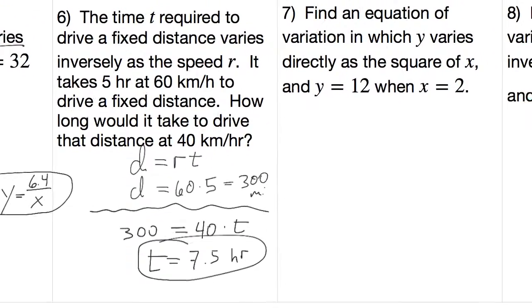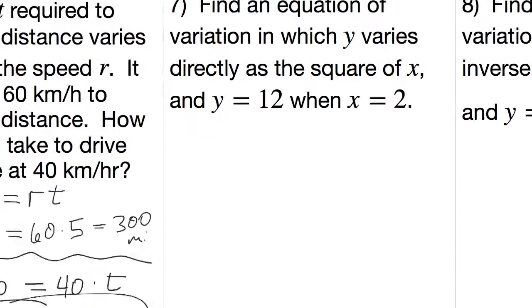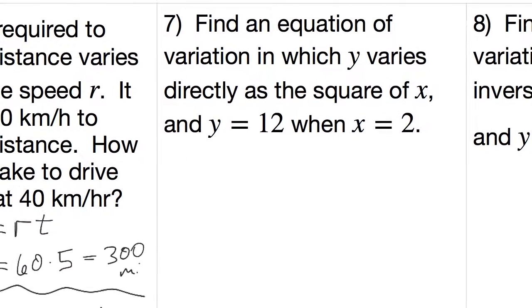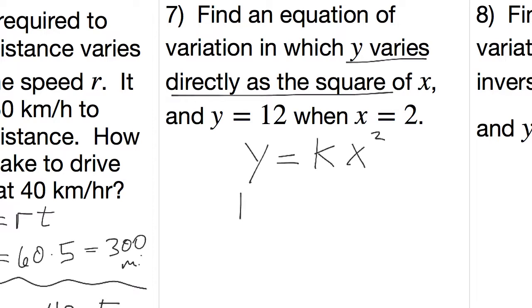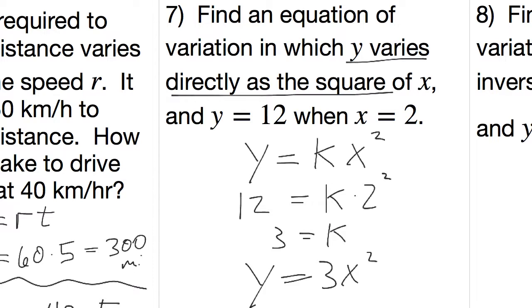Here's another kind of variation. Oh no, this is directly as the square. This is find y varies directly as the square of x. So y is going to equal kx squared. And that's filling in the numbers to figure out what k is. That's 12 is equal to k times 2 squared. So 12 divided by 4 is 3, k is equal to 3. So an equation could be y equals 3x squared.